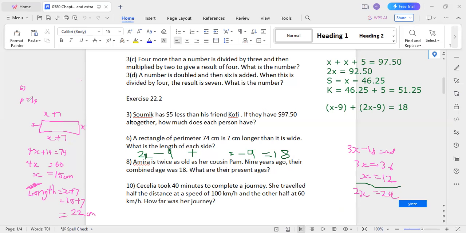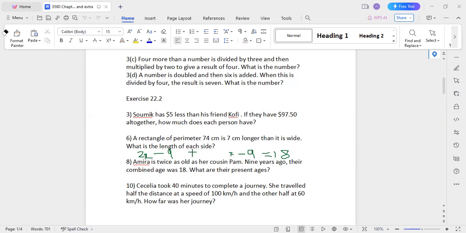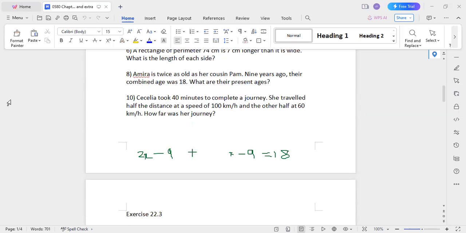How about question 10, which is a nice challenge? I'm not sure whether we have enough time for this, but how do you think we can work question 10 out? Can anyone give a good suggestion? 40 minutes to complete a journey. I did the working and I feel like it's quite challenging for you guys for this question. I'll give you a bit of tips first.